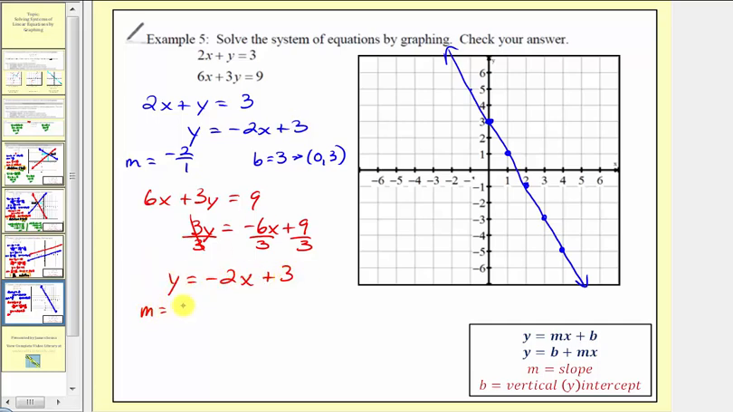So the slope is negative 2 over 1. The vertical intercept is positive 3, giving us the ordered pair 0, 3. So if we go to graph this line, vertical intercept is the same, the slope is the same, and therefore we get the same line twice. So notice how these two lines have an infinite number of points in common, and therefore all the points on this line would satisfy both linear equations, and therefore we have infinitely many solutions.